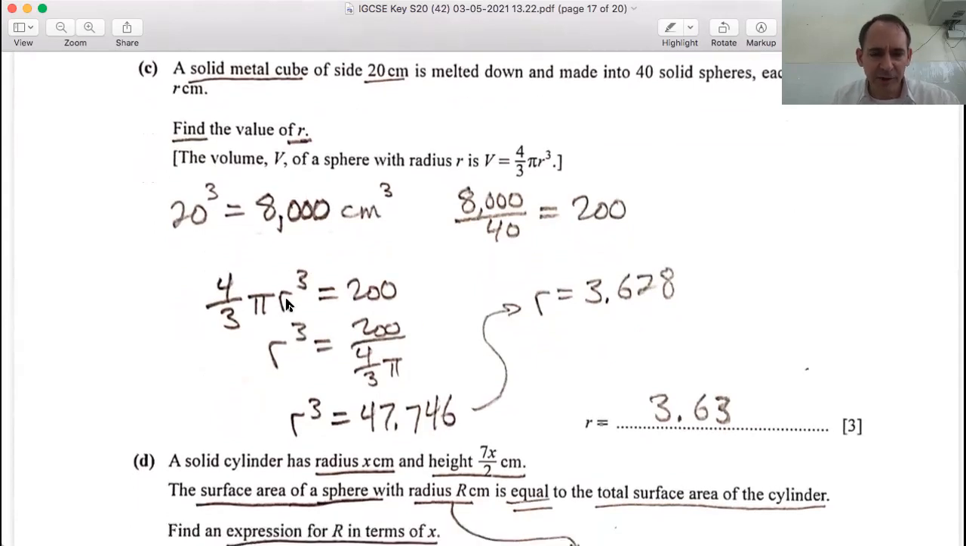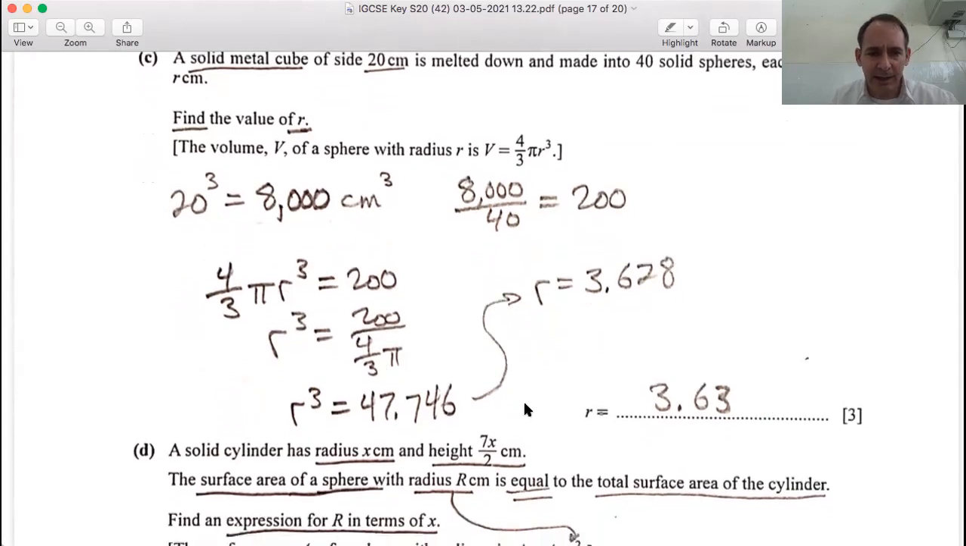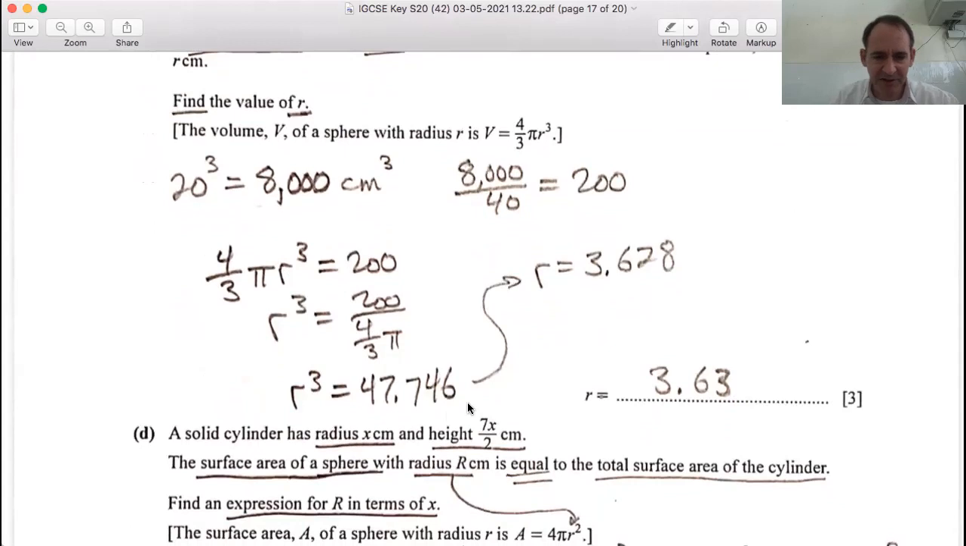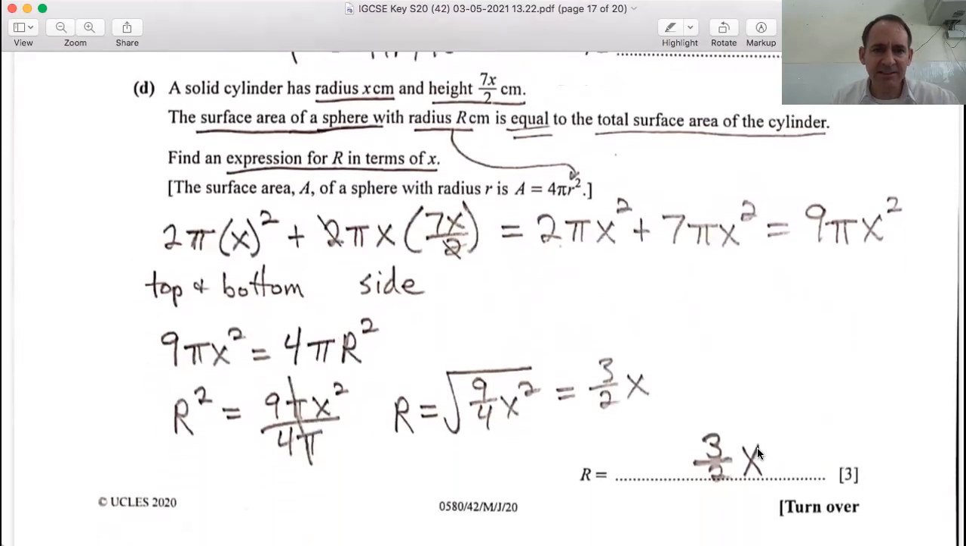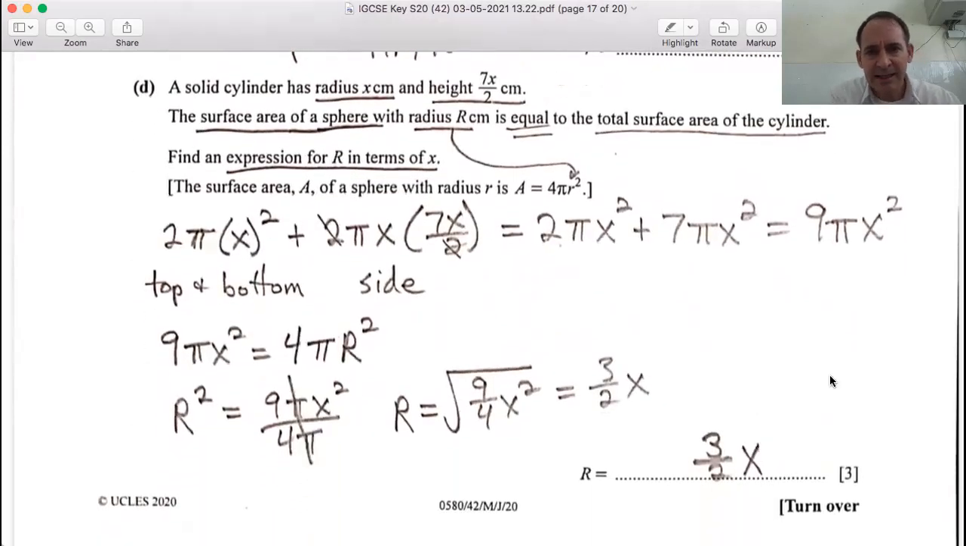We want to solve for the r, so we divide by 4/3 pi. And yes, in this case, we can use the decimal version, get 47.749. Then cube root that and get 3.628. To three significant figures is 3.63. Letter D, a solid cylinder has radius x and height 7x halves centimeters.